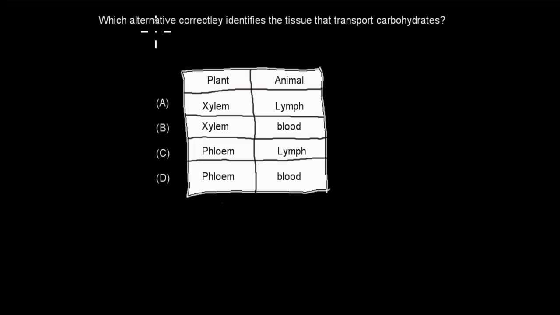Next one, which alternative correctly identifies the tissues that transport carbohydrates for plants and animals? A, xylem for plants, lymph for animals. B, xylem for plants, blood for animals. C, phloem for plants and lymph for animals. And D, phloem for plants and blood for animals. Pause the video and attempt the question.